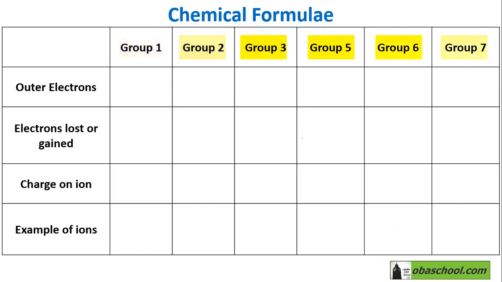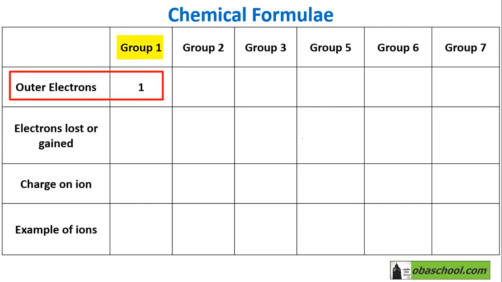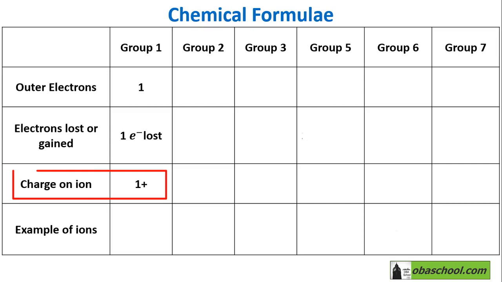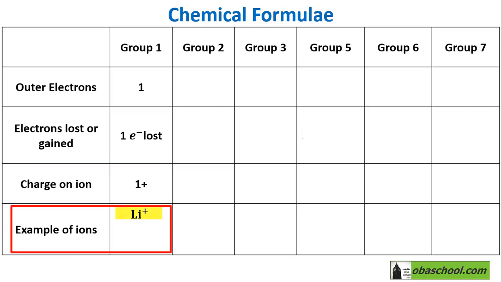6, and group 7. So all elements in group 1, they have one electron in their outer shell. When they become an ion, one electron is lost and the charge on this ion is 1+. And examples of ions in group 1 include Li+, Na+, and K+, as they all form a charge of 1+ when they become ions.